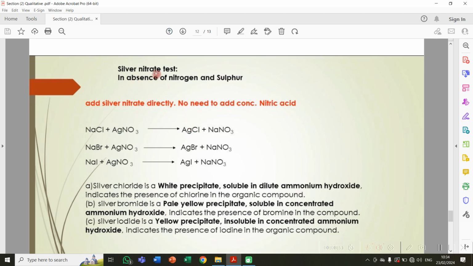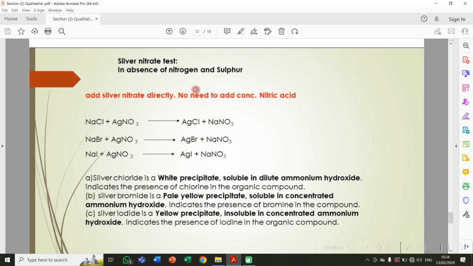In absence of nitrogen and sulfur, in slide 12, we add silver nitrate directly in order to detect the halogen. So sodium chloride reacts with silver nitrate to give silver chloride. Also sodium bromide with silver nitrate gives silver bromide. Sodium iodide with silver nitrate gives silver iodide. Those 3 compounds have special colors and special types of solubility. Silver chloride is a white precipitate, silver bromide is a pale yellow precipitate, silver iodide is a yellow precipitate.